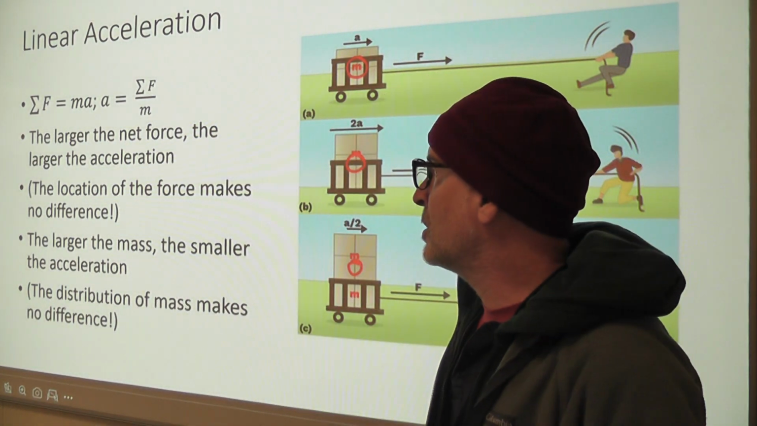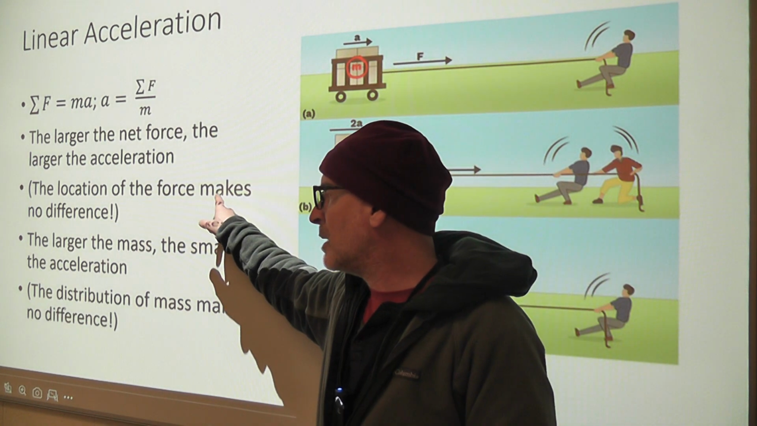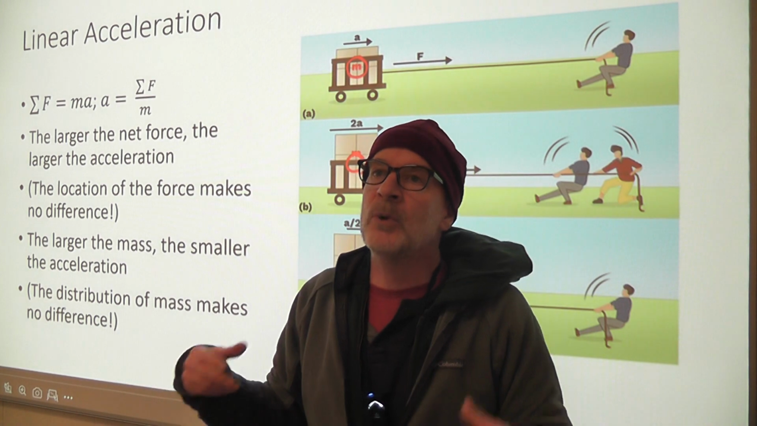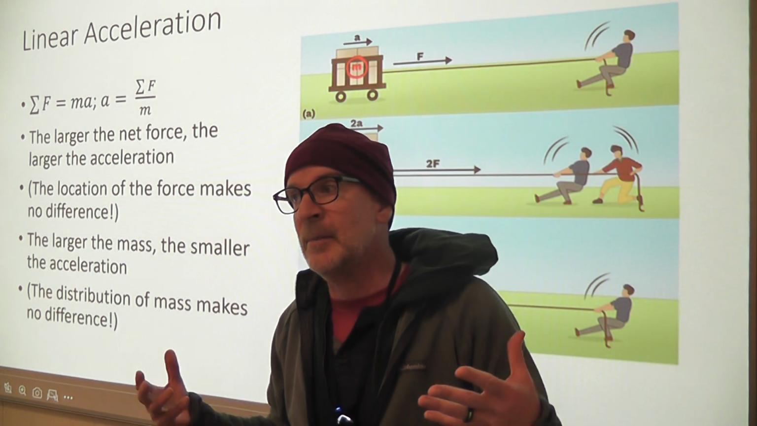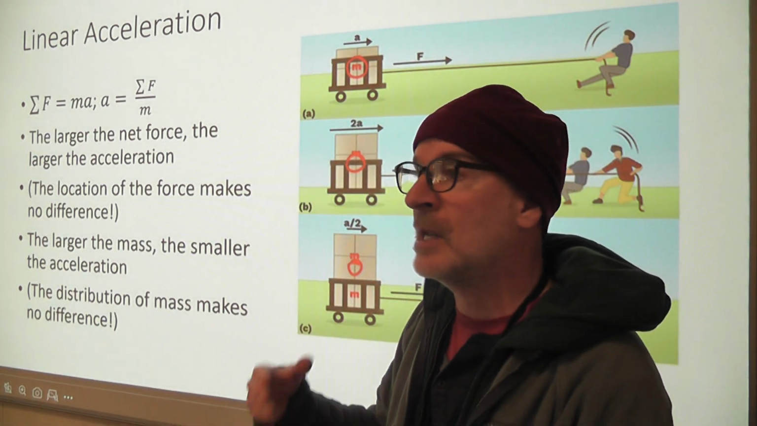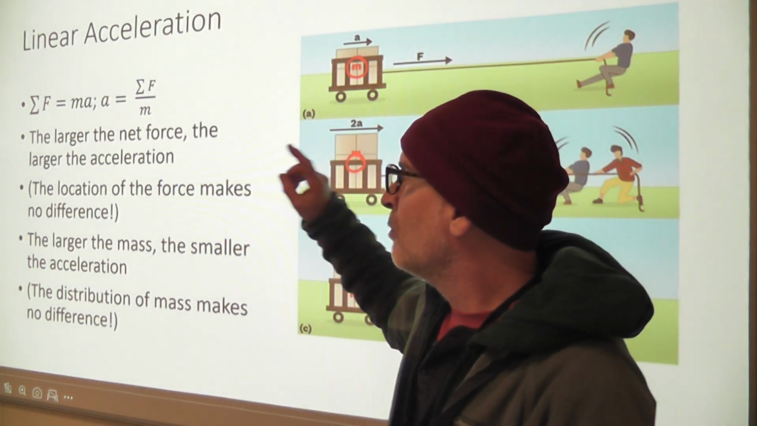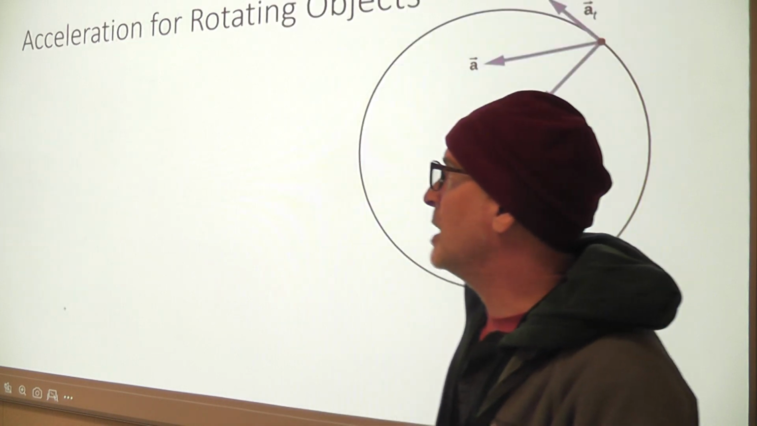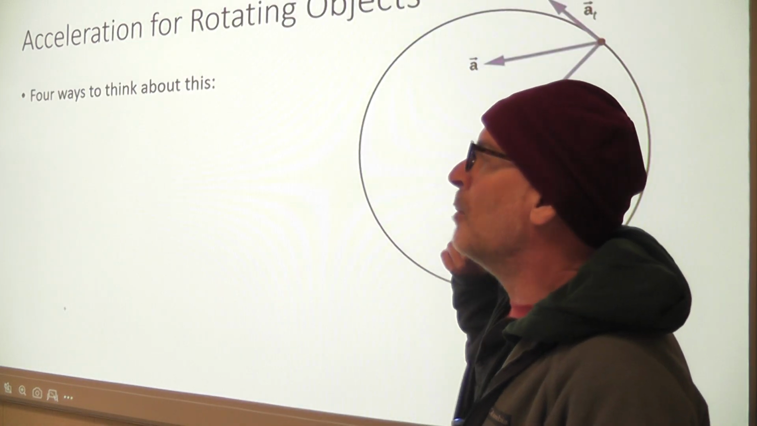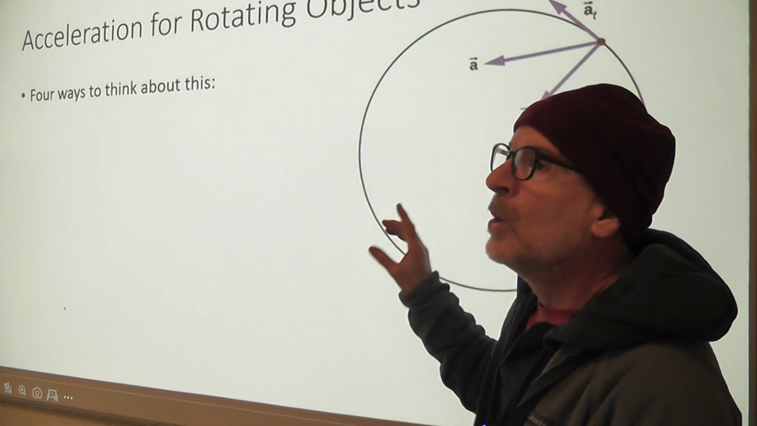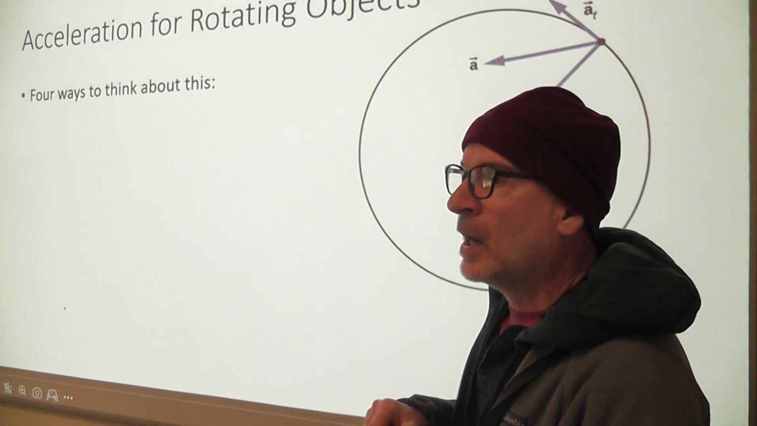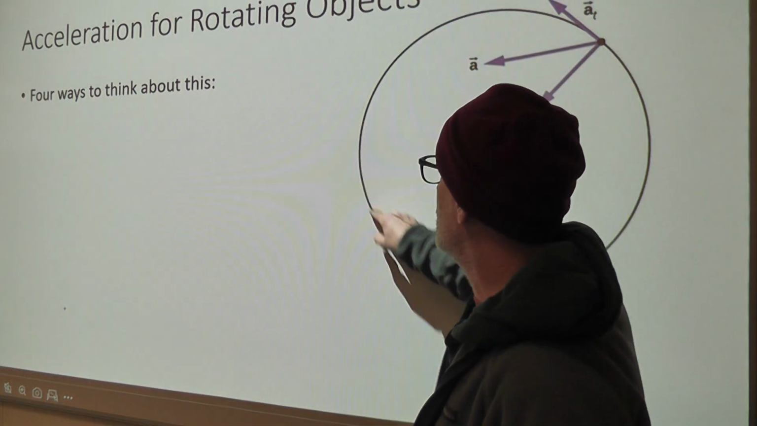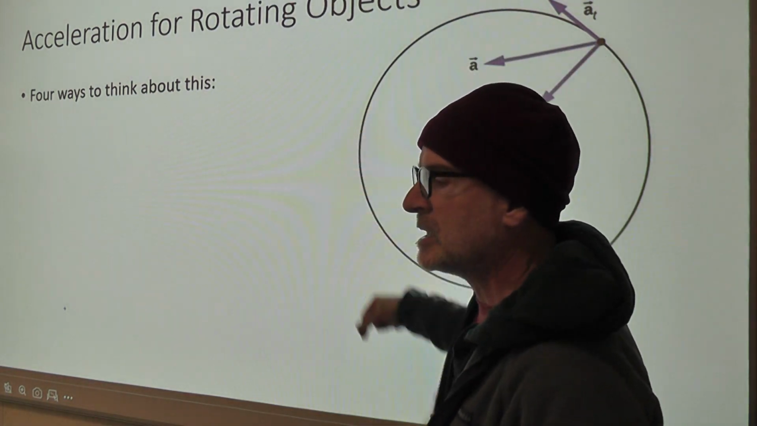With rotation, it turns out the location of force matters and the distribution of mass matters. So when we think about rotational dynamics, angular dynamics, we can't just think in terms of forces and mass. We have to think about forces and where they're applied, and mass and how it's distributed. So when we talk about acceleration, we are, for now, going to be talking about the acceleration that we think of when we look at an object that's rotating and we think of how quickly it's spinning around.